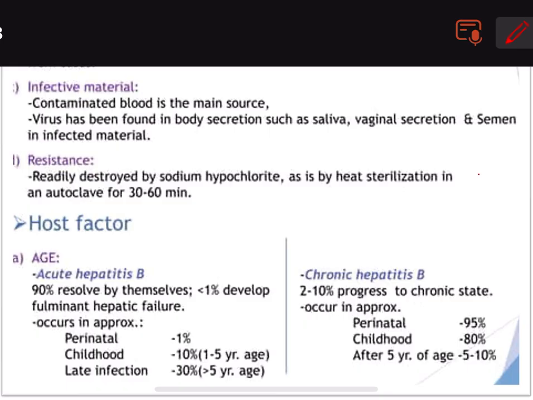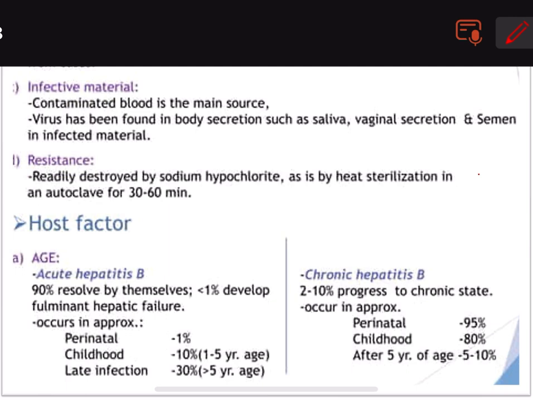2 to 10% will progress to the chronic state. It will occur in approximately 95% in perinatal and 80% in childhood, that is 1 to 5 years of age, and after 5 years of age it is 5 to 10%. Is it clear? The chronic hepatitis B.